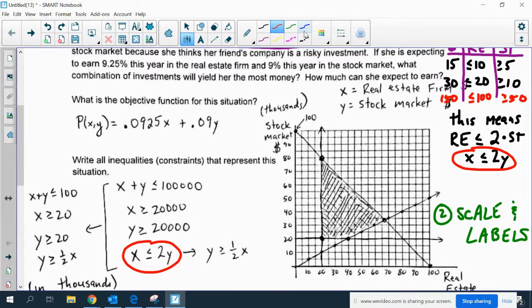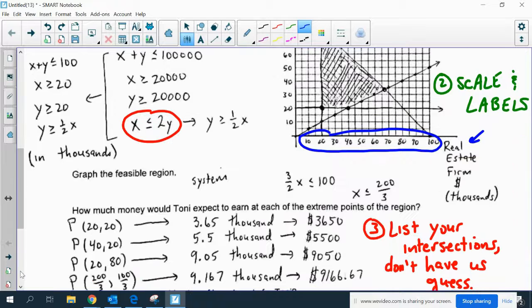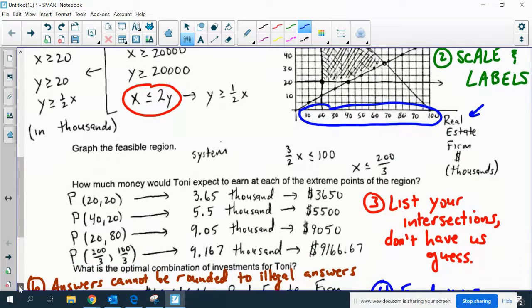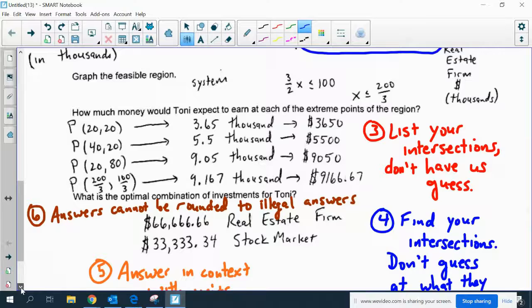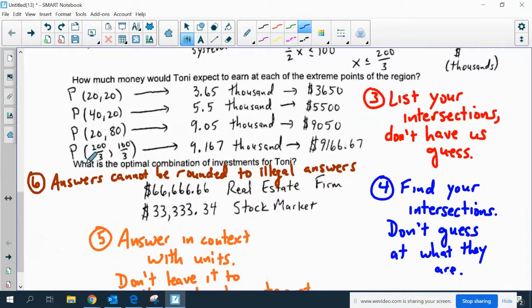Number 2, make sure that you put a scale on your graph and label the axes. Notice that when I labeled them, I put not only the labels, but also that it's in thousands of dollars. Number 3, list your intersections. Don't have us guess. So actually list where your intersection points are. Quite a few people did not list those. Number 4, find your intersections. Don't guess at what they are.